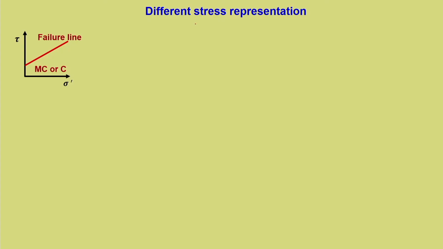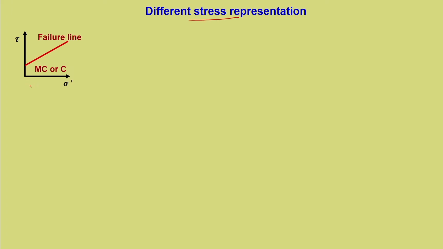Now, this is a continuation of that particular lecture. We have seen that we have represented the stress in terms of shear stress and normal stress. There are various other ways of representing stresses for different failure criteria. So, in this lecture we will see the different representations of stresses for defining the failure of a material. The first topic is different stress representations.